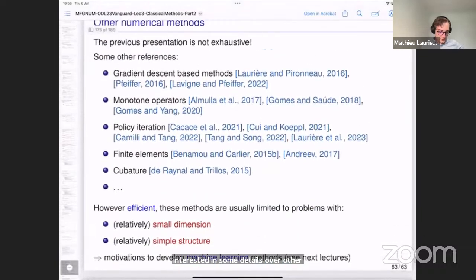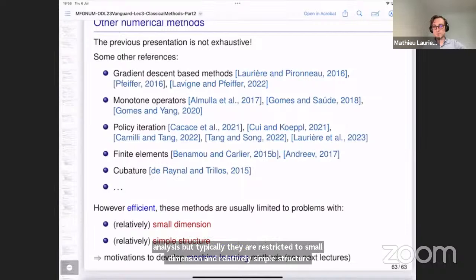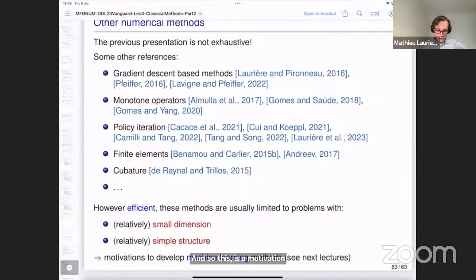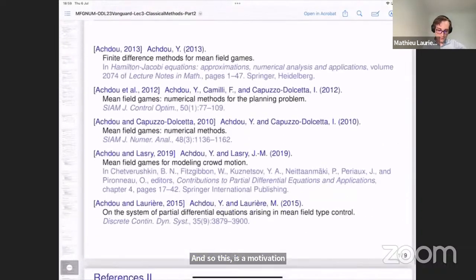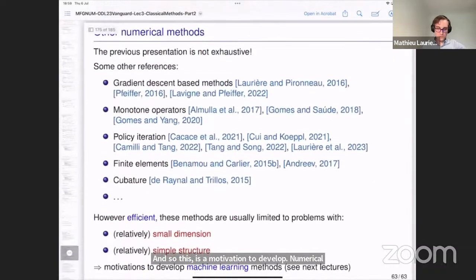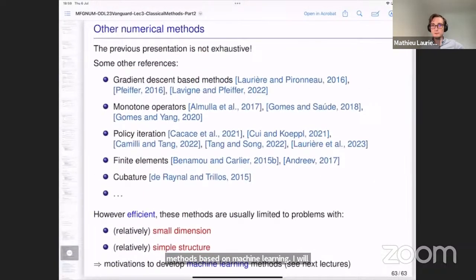All right, and the motivation for this afternoon is that these methods work very well, they can be analyzed, well understood, we have all the background of numerical analysis, but typically they are restricted to small dimension and relatively simple structure of mean field games. And so this is a motivation to develop numerical methods based on machine learning. I will stop here and thank you for your attention.